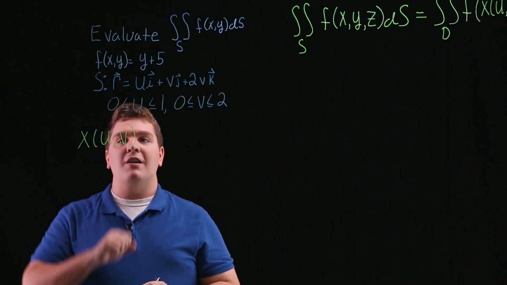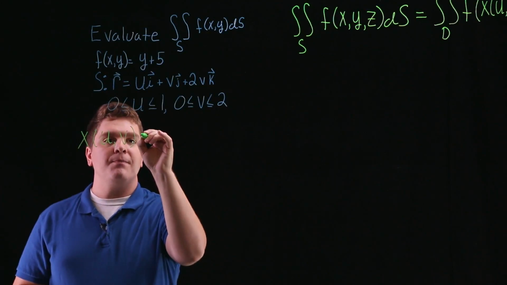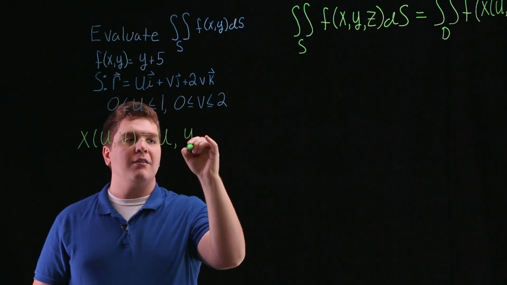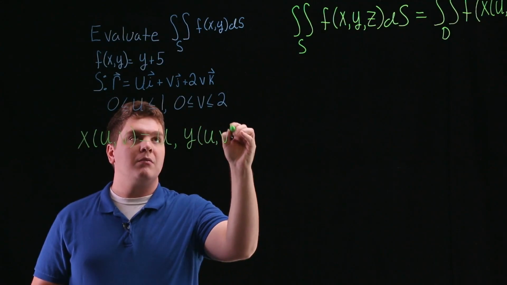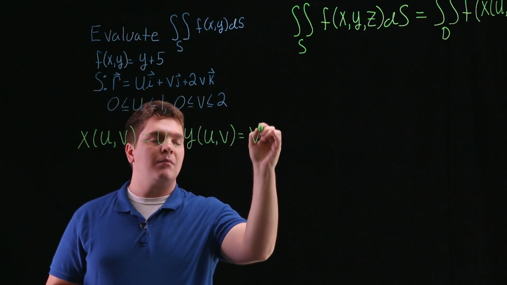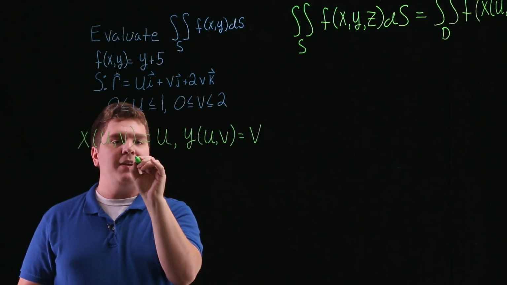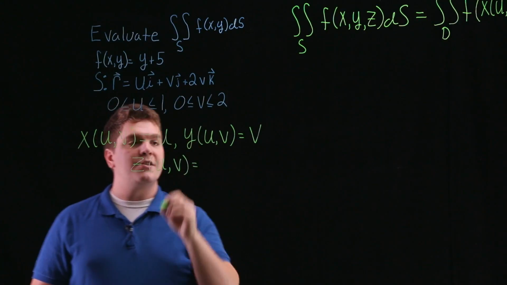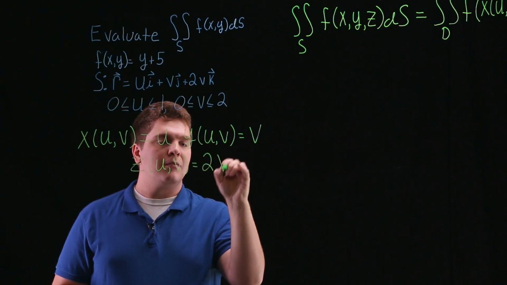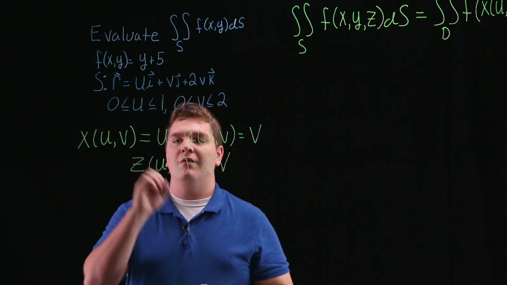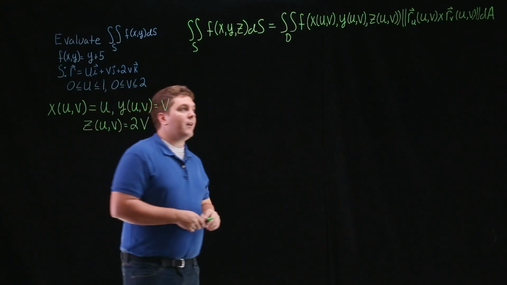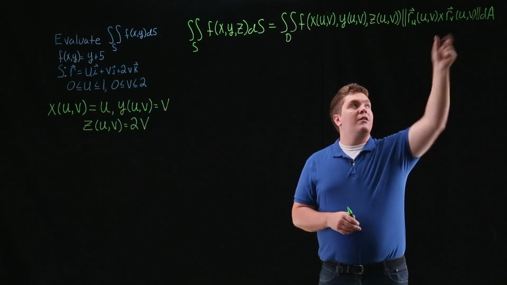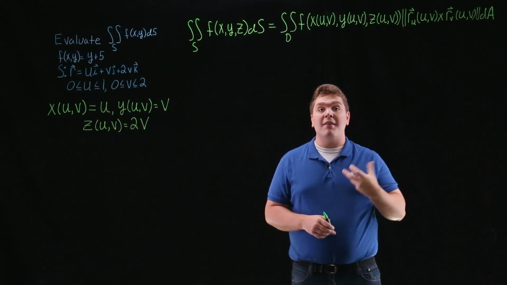Looking at our vector valued function, we see that x of uv is going to be u. We have y of uv is v. And we have z of uv is 2v. So now that we have these three explicitly stated, let's find the partial derivative of r with respect to u, the partial derivative of r with respect to v, and then find the cross product.